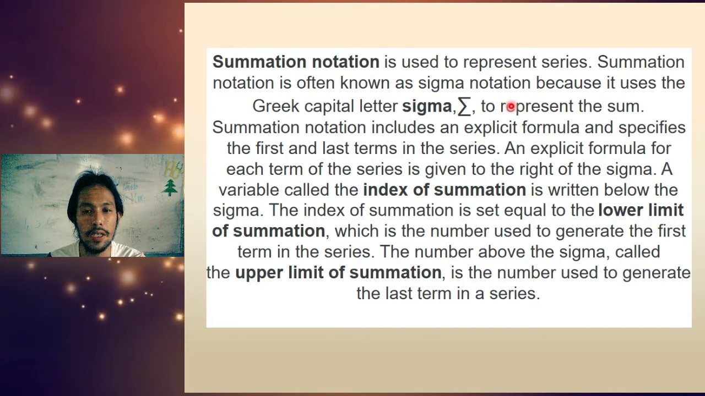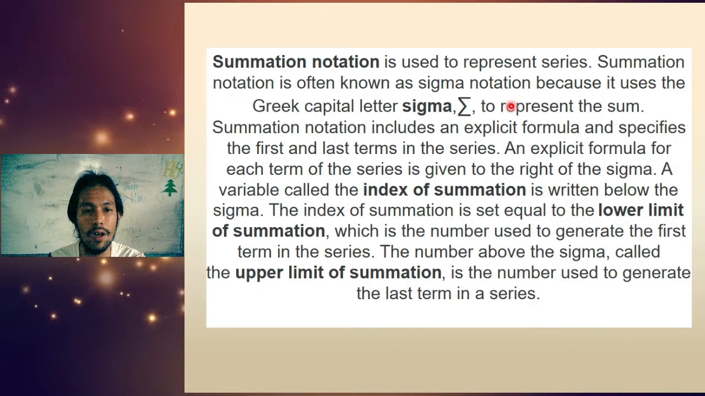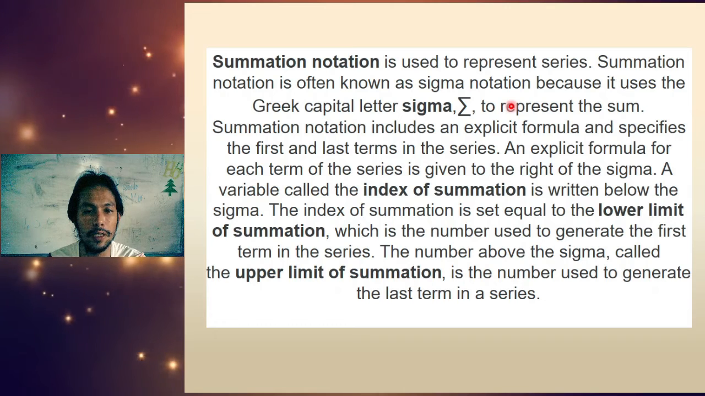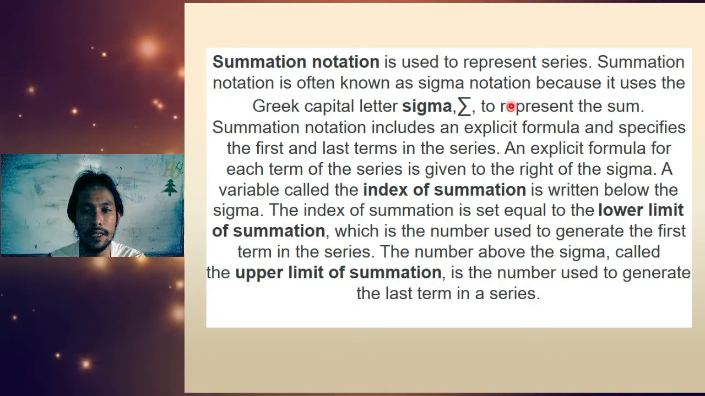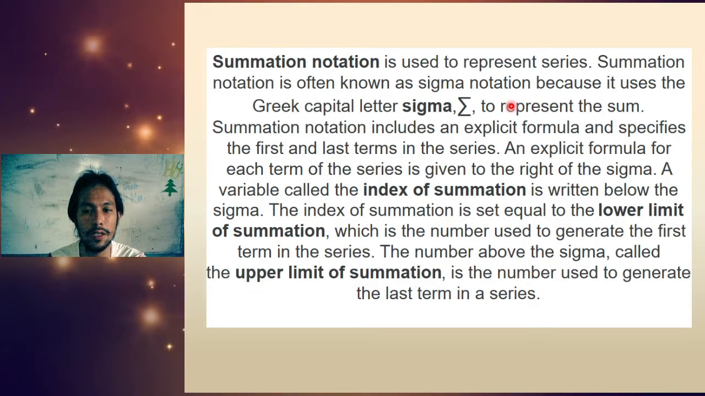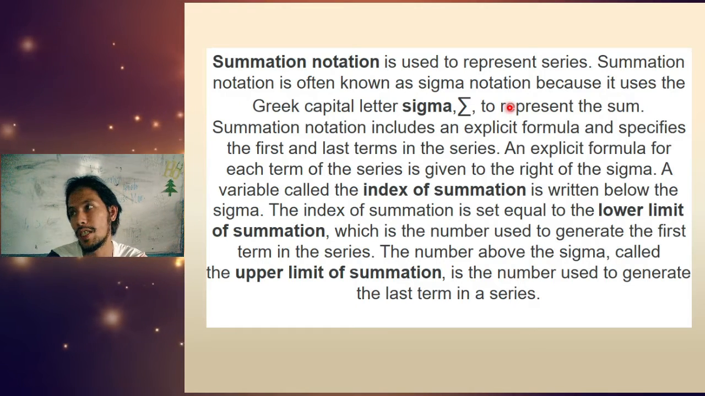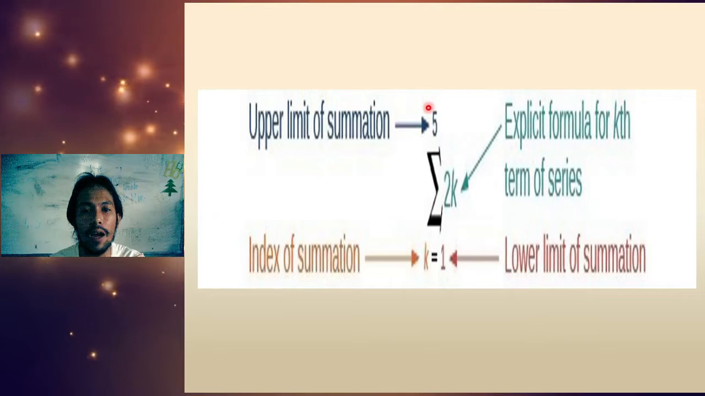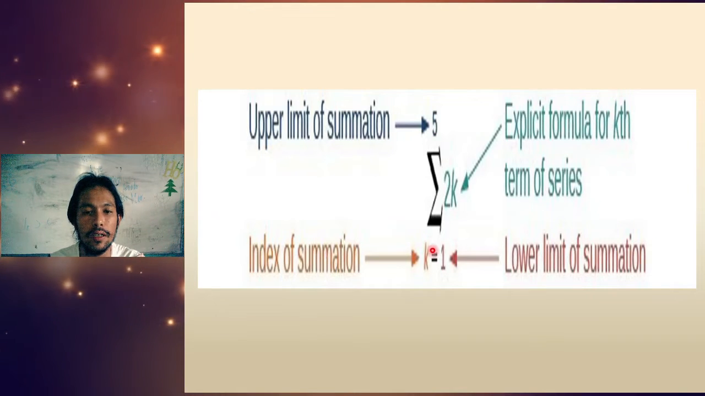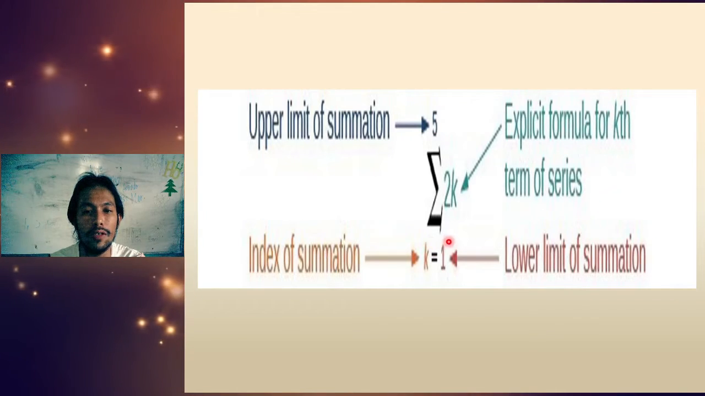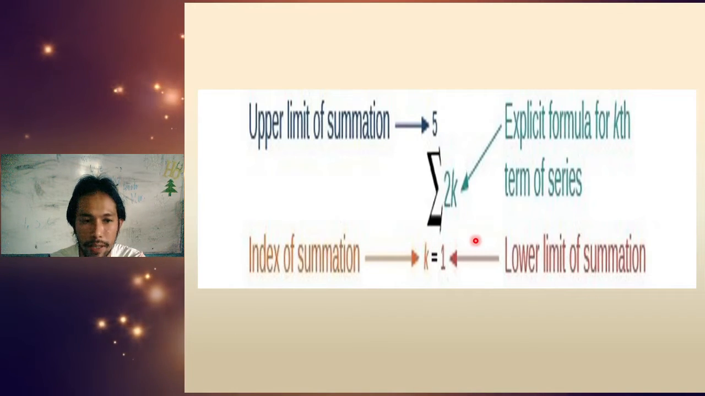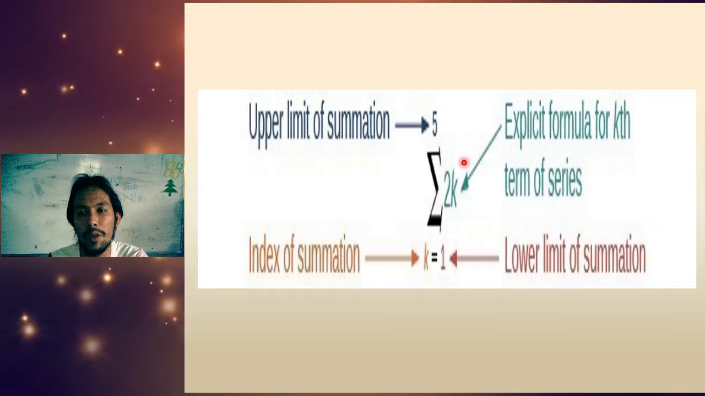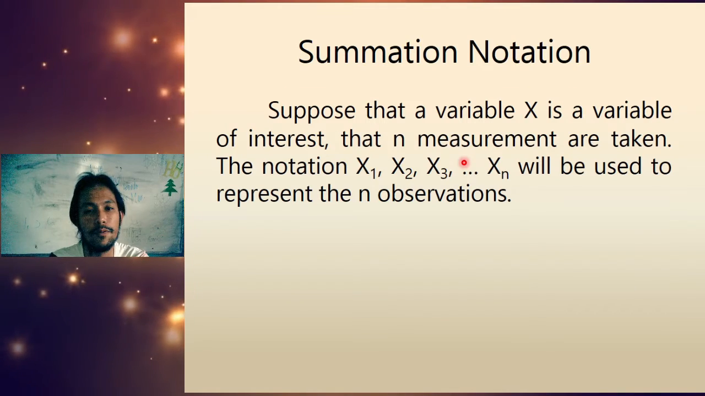The index of summation is set equal to the lower limit of summation, which is the number used to generate the first term in the series. The number above the sigma, called the upper limit of summation, is the number used to generate the last term in a series. So mao ni siya ang 5 mo ay atong upper limit, then ang index of summation, so k is to 1, so mao ni ang 1 ang lower limit, then ang k mo ng index of summation. So ang 2k mo ni siya ang explicit formula ko k term of series.